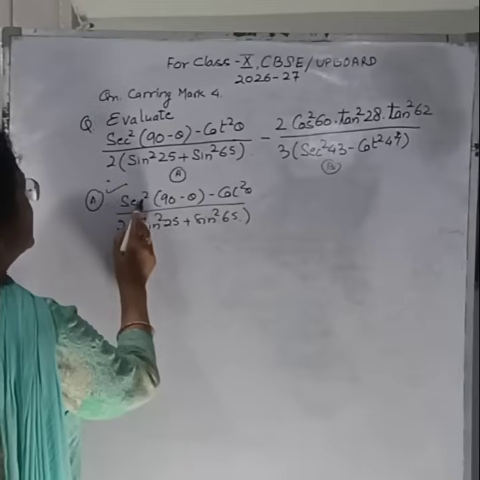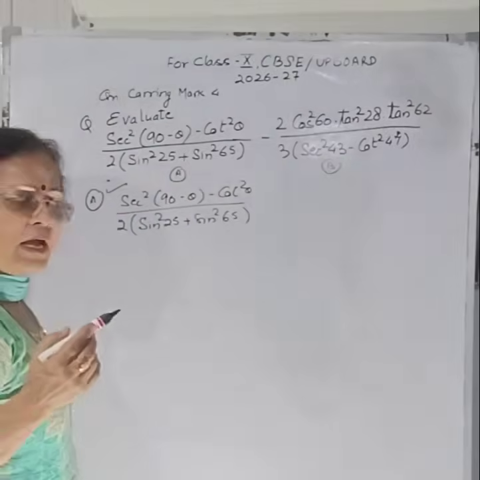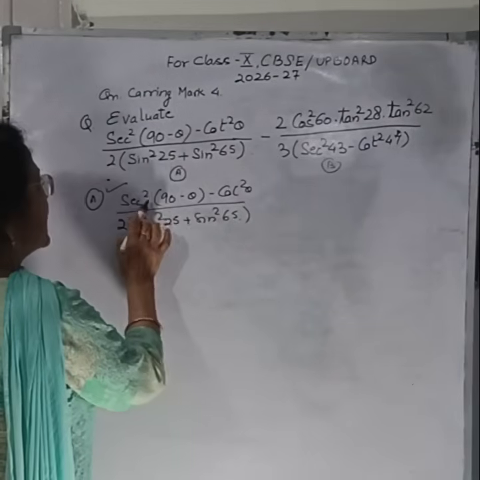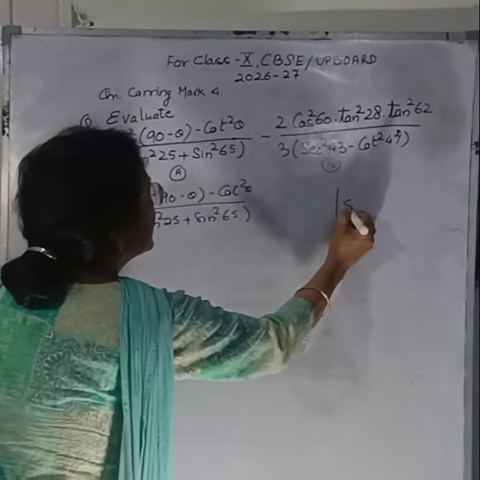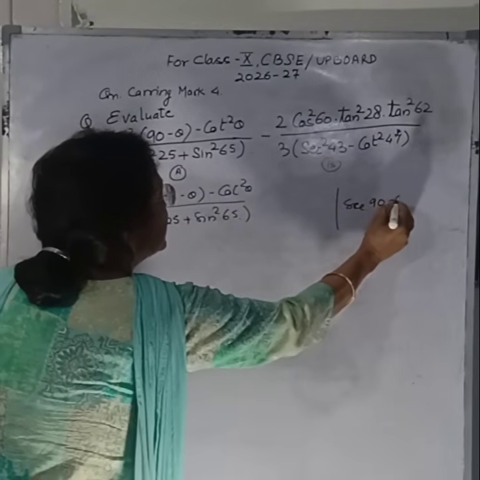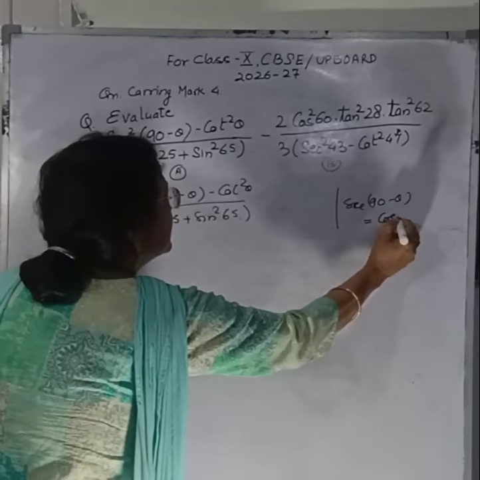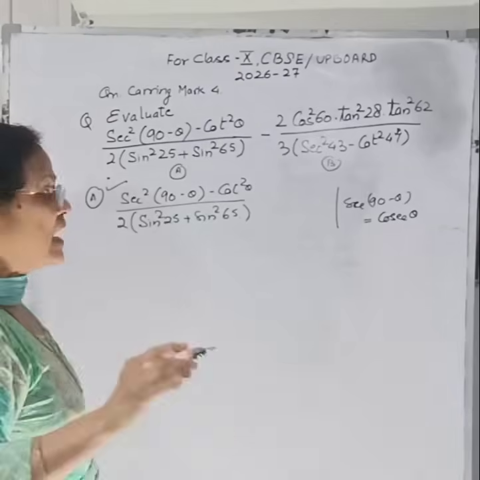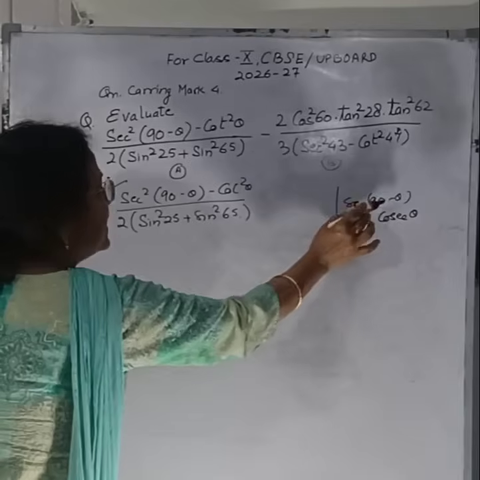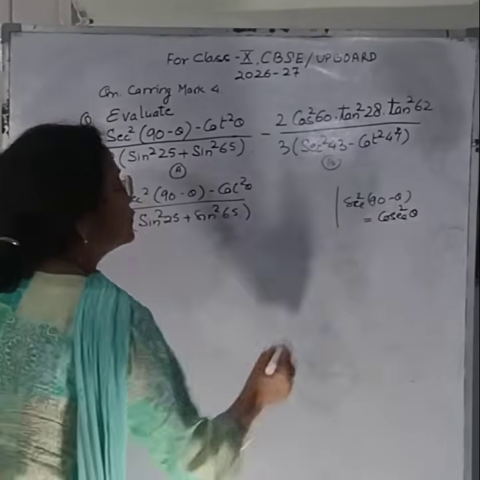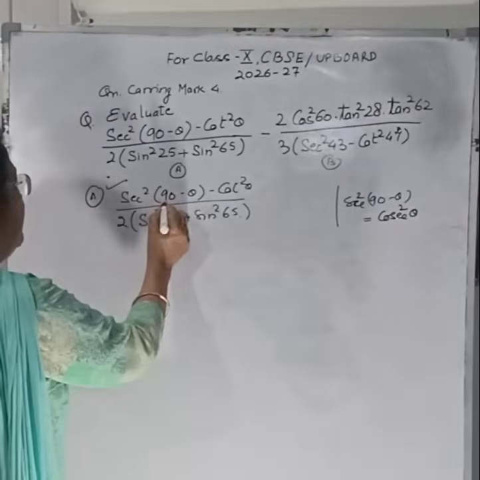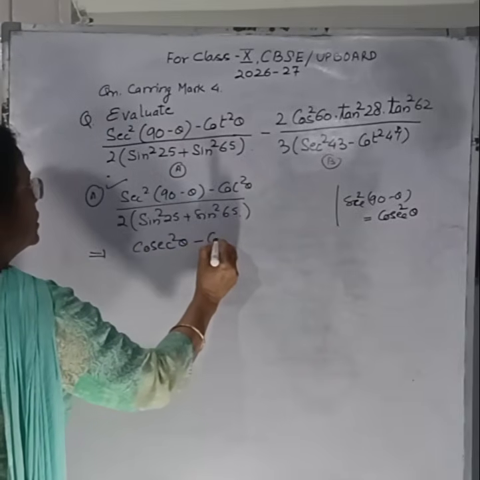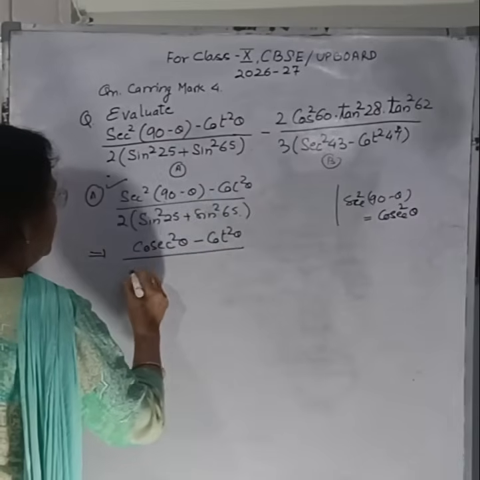Now it is well known to us that there is relation between sec theta and cos theta, and there is also a relation between sec 90 minus theta. We know that sec 90 minus theta can be written as cosec theta. Here is the square, so that we can say square of the sec 90 minus theta can be written as square of the cosec theta. So in place of this we can write cosec square theta minus cot square theta upon 2.